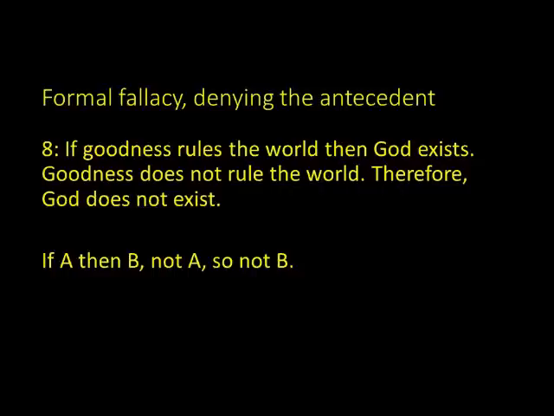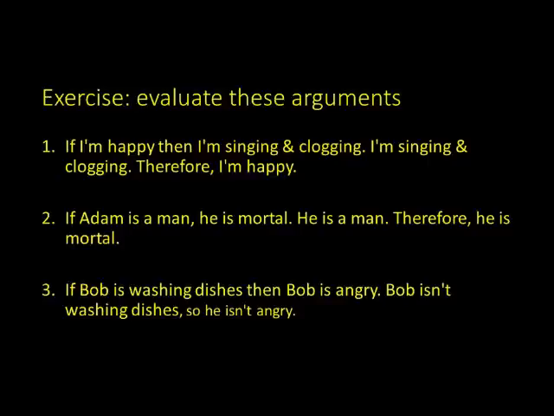You've learned three formal fallacies: illicit conversion, right? All A or B, therefore all B or A. Affirming the consequent, if A then B, B therefore A. And denying the antecedent, if A then B, not A therefore B. And you learn two valid argument forms: modus ponens, if A then B, A therefore B, and modus tollens, if A then B, not B therefore not A.